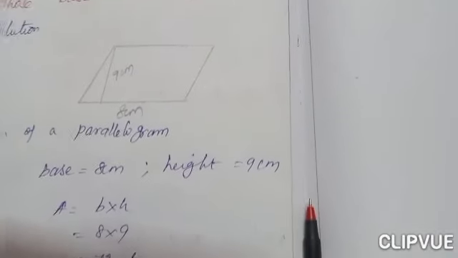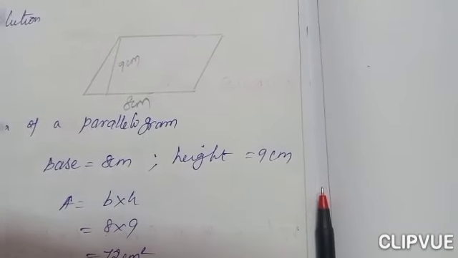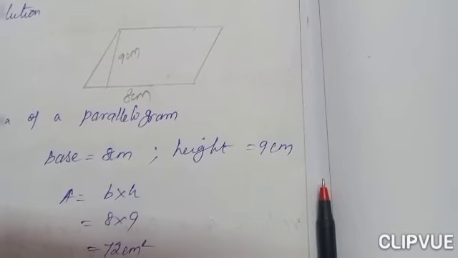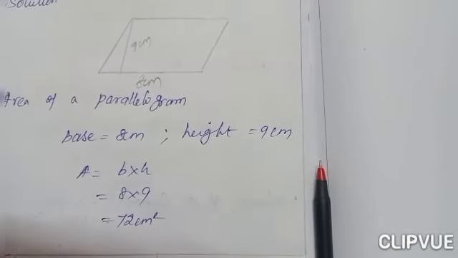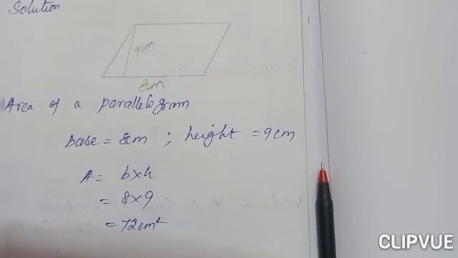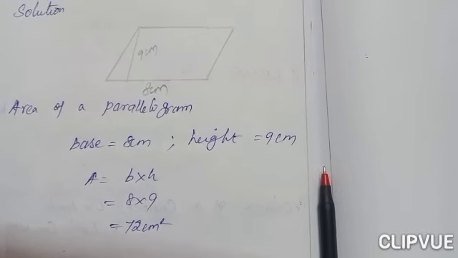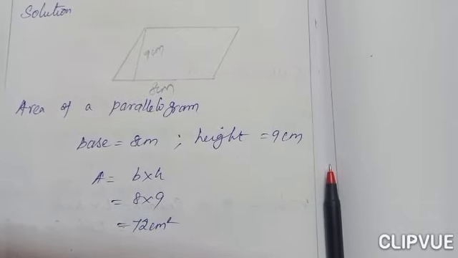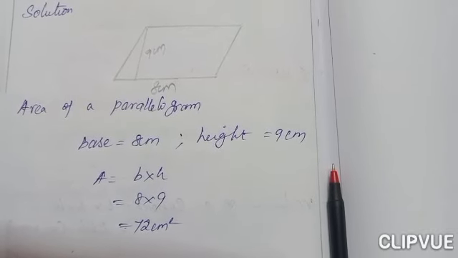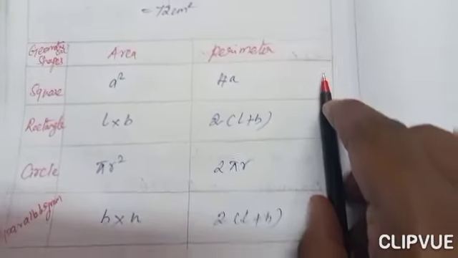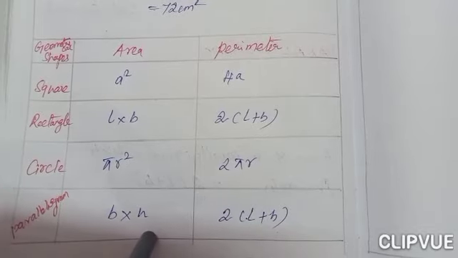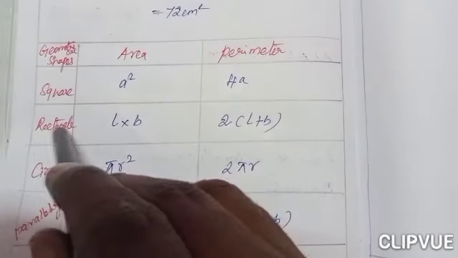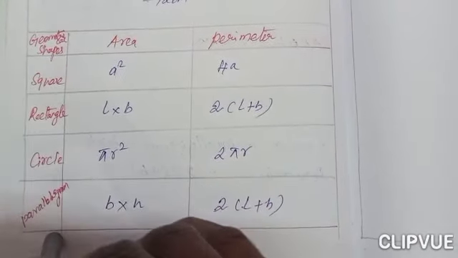Students, I hope you already know these formulas and geometrical shapes. I helped you recall the previous year's formulas and geometrical shapes: square, rectangle, circle and parallelogram. Before I conclude today's topic, I am going to tabulate the formulas of the 4 geometrical shapes: square, rectangle, circle and parallelogram.